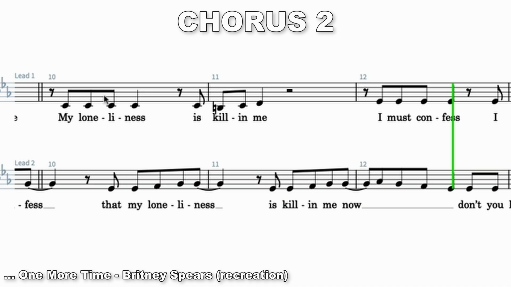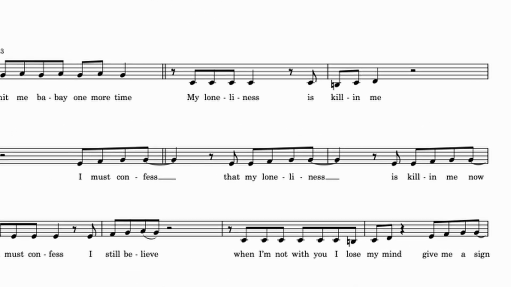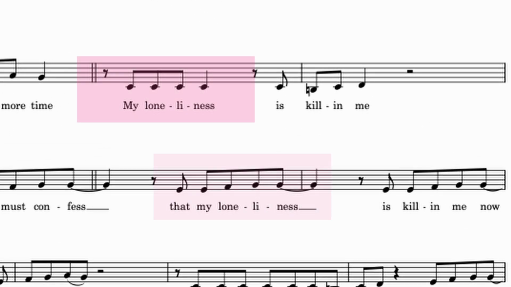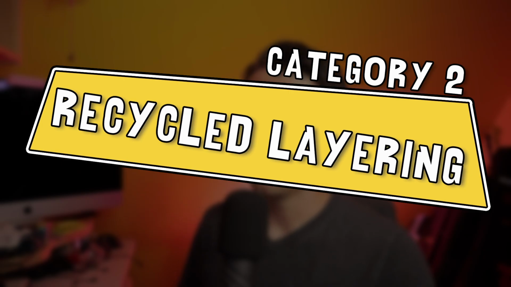I must confess. So on first listen, this new melody might seem like it is an ad-lib reinterpretation of the chorus melody, and yes, it is strongly related to the chorus, but we've actually heard this before in the bridge. So this is category 2, recycled layering, and this is when you reuse parts from different sections of the song that we've heard before and superimpose them.